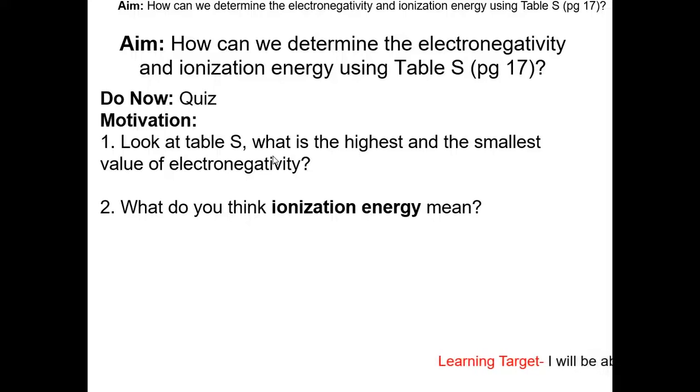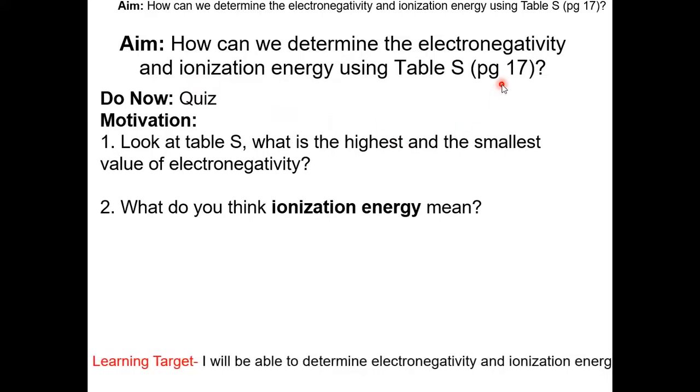This is my fourth video lesson for the unit periodic table. In this lesson, we will be using Table S to determine the electronegativity and ionization energy trend. So go to page 17 in your class packet. Motivation. Look at Table S.